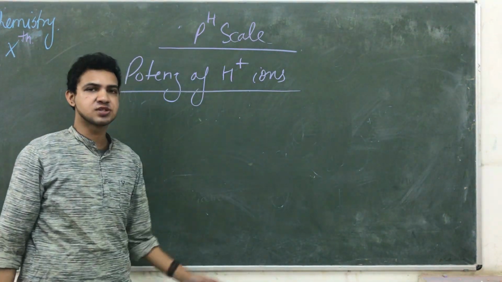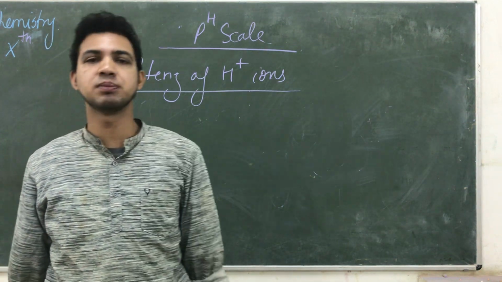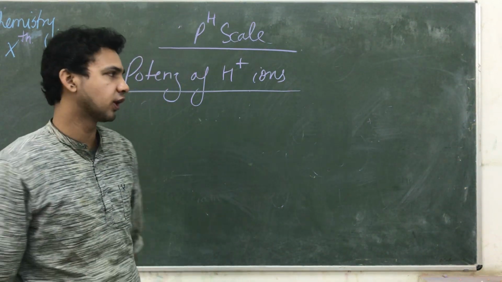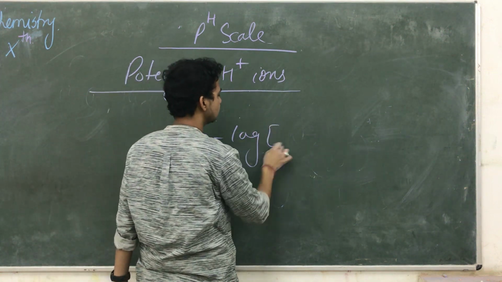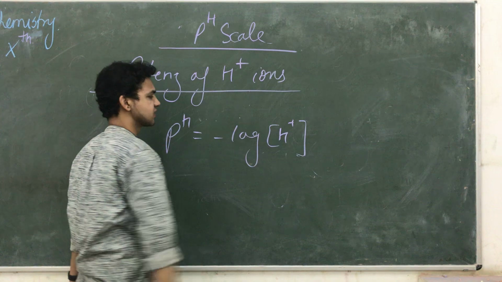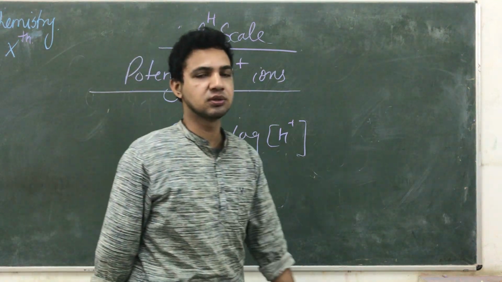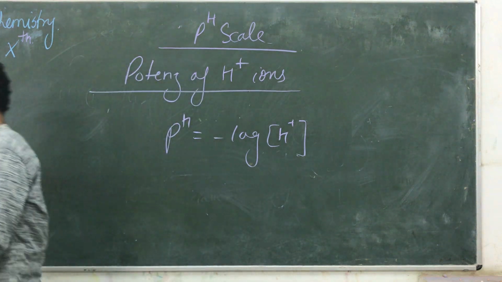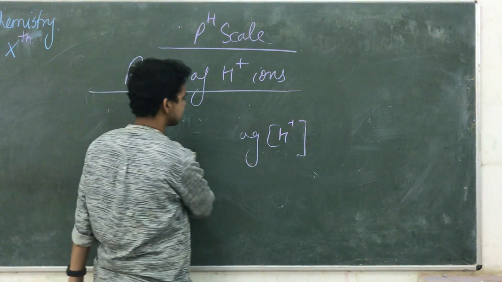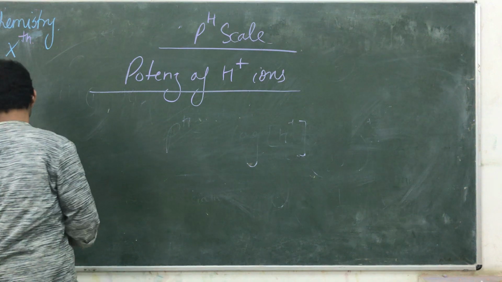Generally in the ICSE boards they ask you to find out the concentrations of the pH. They have a formula: pH is equal to minus log of the concentration of H positive ions. But this is not given in CBSE. They generally give you a theoretical explanation of this pH scale. So that is the potence of hydrogen.